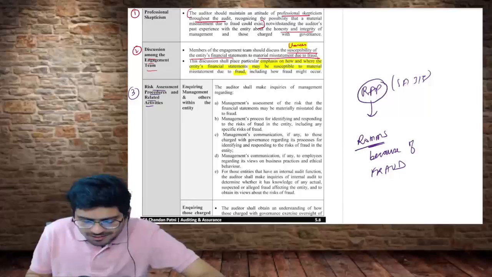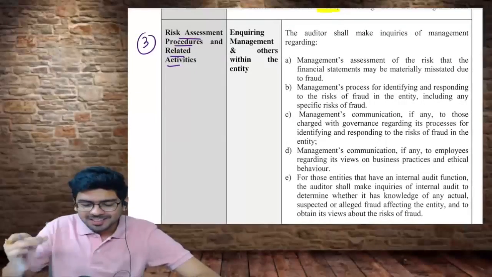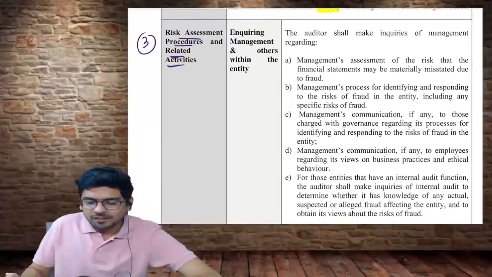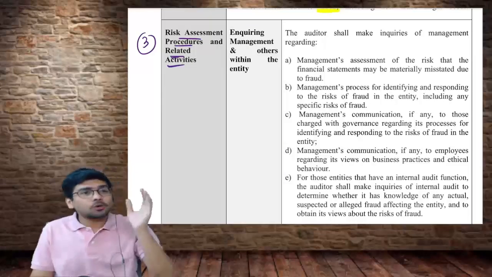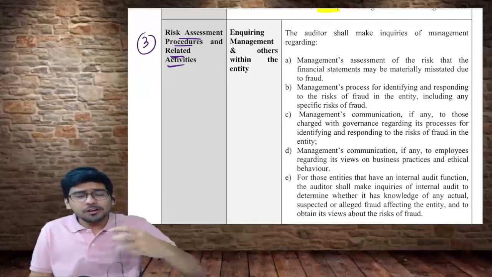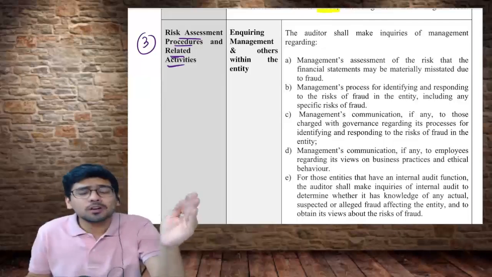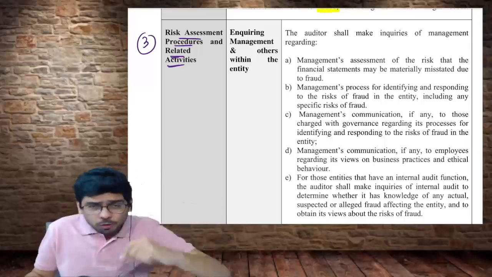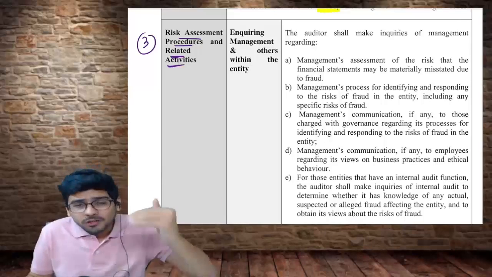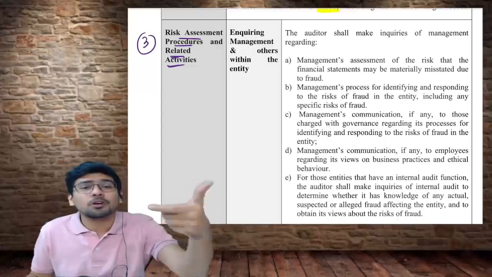So what are the things that we are going to do here? This can be an important question: explain the risk assessment procedures and related activities as per SA 240. So you have to first understand that by doing RAP, the auditor comes up with ROMM, and because the question mentions that we have to answer RAP in accordance with SA 240, that means what all things the auditor is going to do to determine the ROMM because of fraud.